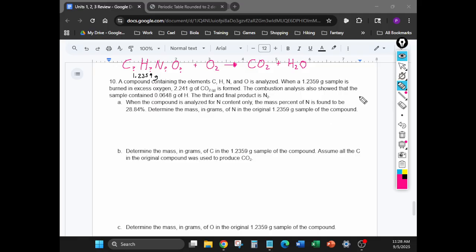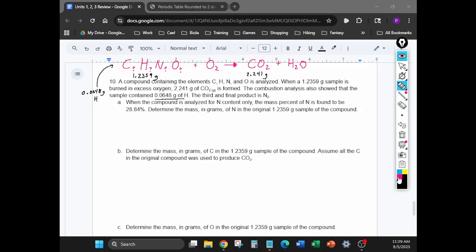Now, you got a nitrogen on the reactant side, so we're going to have nitrogen somewhere, but we'll get to that in a second. And then it tells you that the carbon dioxide that is formed is 2.241 grams. And then it tells you that the sample contains 0.0648 grams of hydrogen. That means that inside of this compound right here, there's going to be 0.0648 grams of hydrogen specifically.